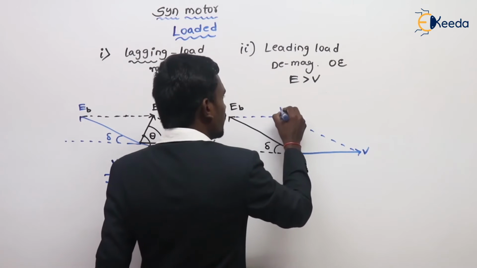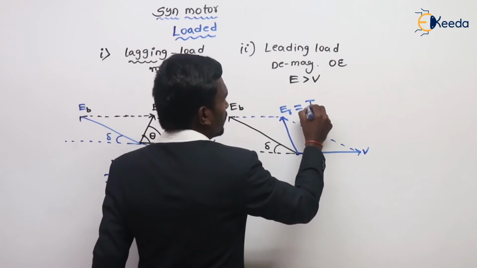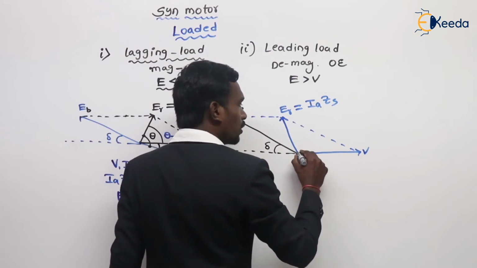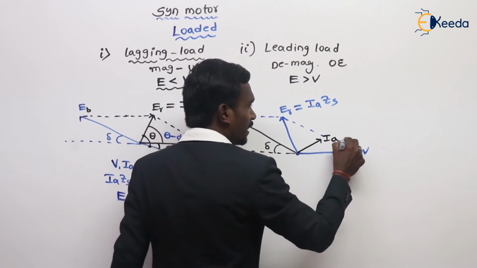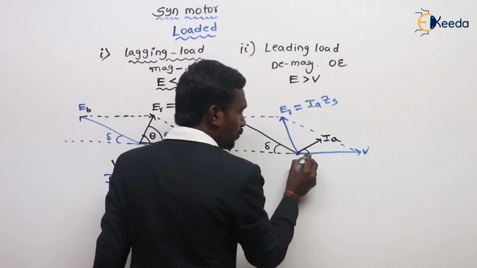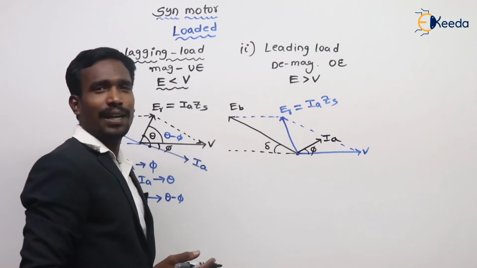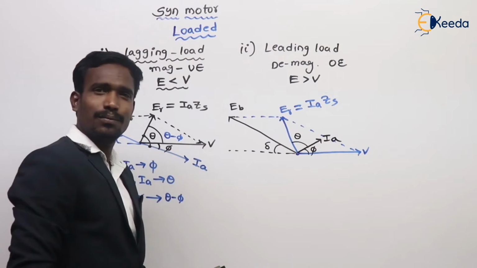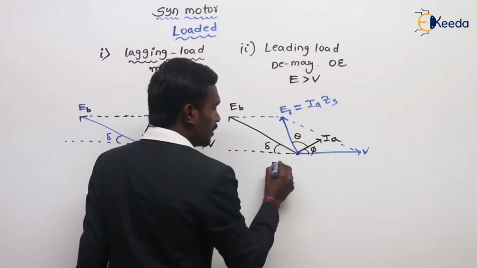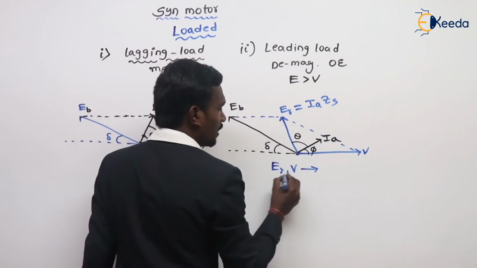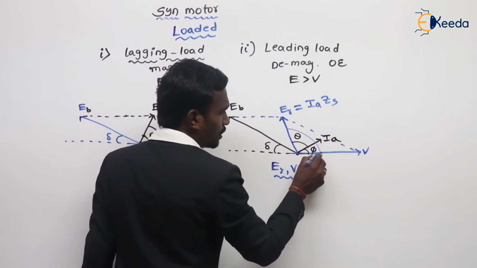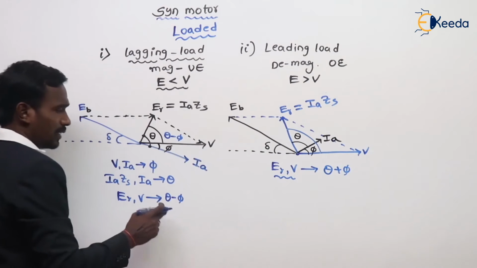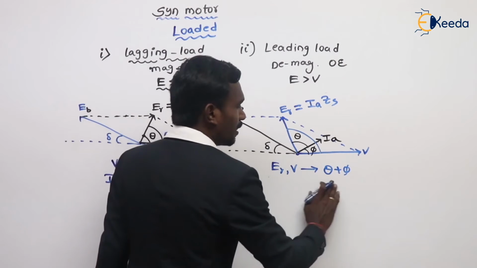This is ER. ER is equal to IAZS, and since this is the leading load, my armature current is here. The angle between V and IA is the power factor angle phi, and the angle between IAZS and IA is theta. Now can you tell me the angle between ER and V? This much of angle is theta plus phi. Here it is theta minus phi, and here theta plus phi.